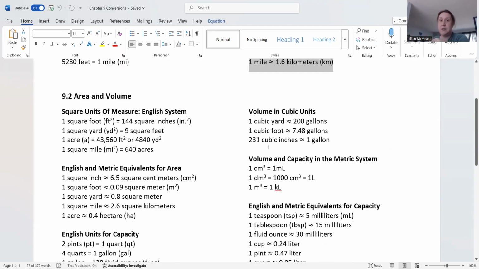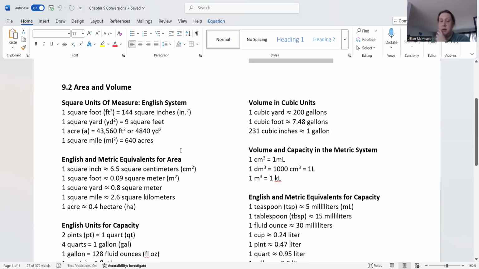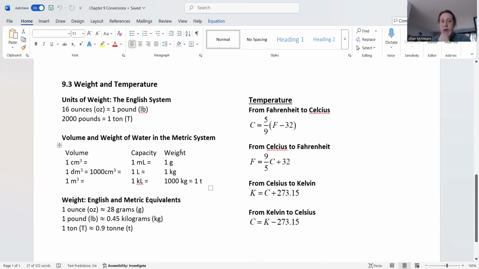So we got lots and lots and lots for section 9.2. So again, volume and cubic units, volume and capacity and metric, English and metric equivalents for capacity, English for capacity, English and metric equivalent for area, and then square units of measure English system. So there's a whole lot in 9.2. And then 9.3, not too bad.